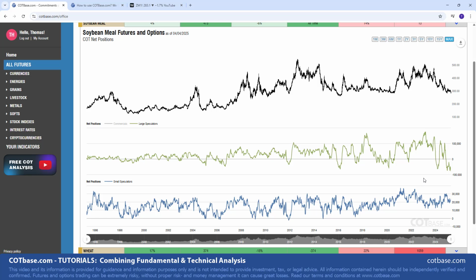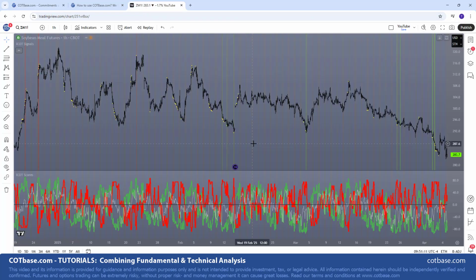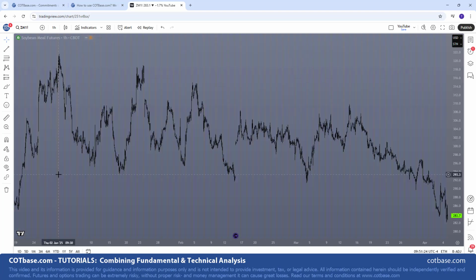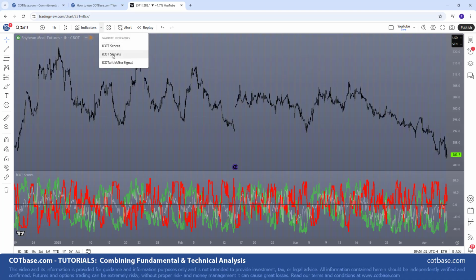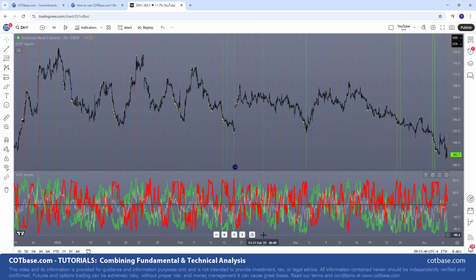Now, when we shift towards technical indicators, this is the beauty of our own unique indicator, the iCOT Intraday Indicator. This is a 1-hour candlestick chart on soybean meal. Okay, so I'm going to take off everything. So we have soybean meal futures. And if you add the scores and you add the signals, this is what you get. Just by default, you see I didn't change any settings. You can see how accurately this can pinpoint. This is an hourly chart.